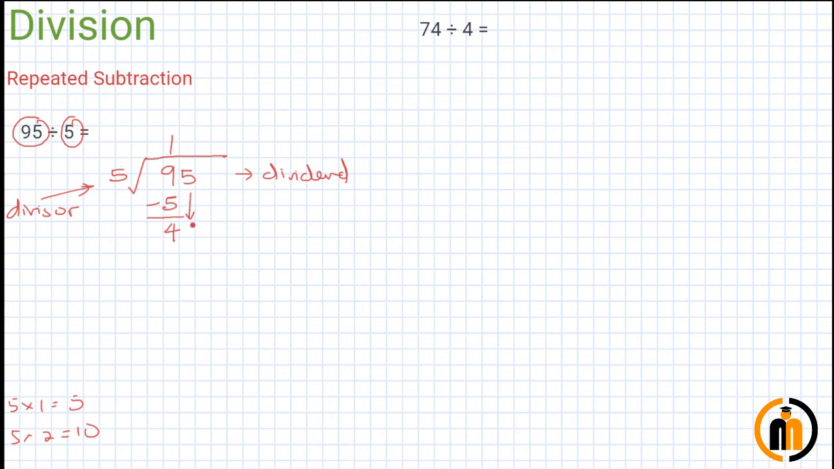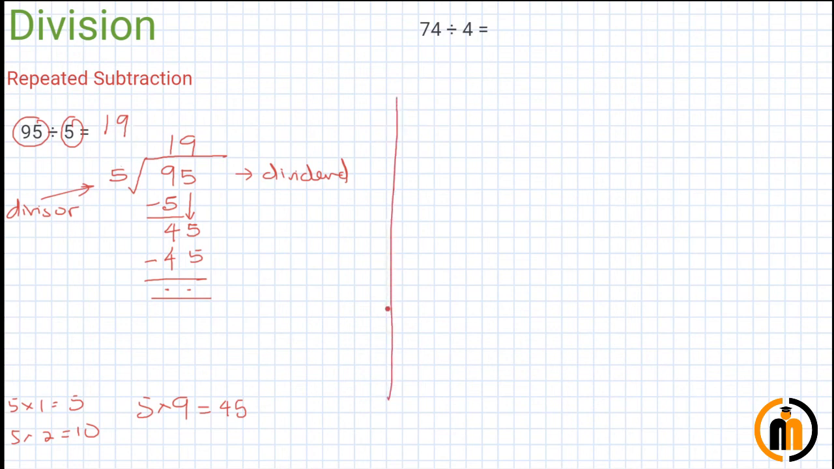The 5 comes down. Now you have 45. So we need to find a multiple of 5 closest to 45 to subtract. Fortunately 5 multiplied by 9 gives 45, so we can completely divide this. 5 times 9 gives me 45. And that's it. This is how you divide. So the answer to this question is 19.